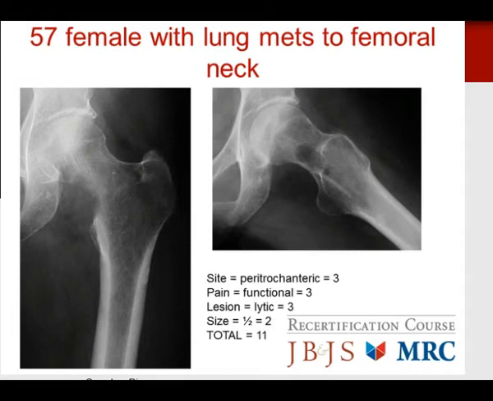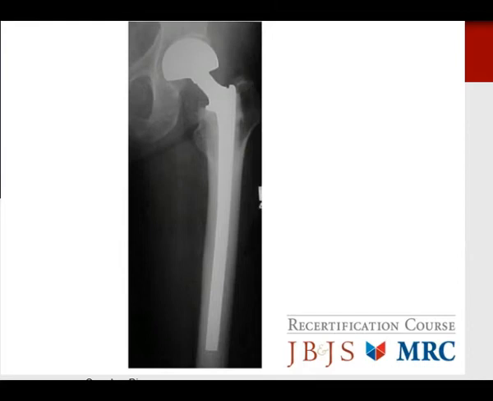The lesion extends down to the lesser trochanter, so this is paratrochanteric and garners a score of 3. The pain is functional. If I tell you the patient has pain with weight bearing, the lesion is lytic. And the size of the lesion, if you look on the AP and lateral, appears to be about half the cortex. So we get a total score of 11. This is a patient who definitely needs surgery. This is a patient who had resection of the bone and a long stem hemiarthroplasty.